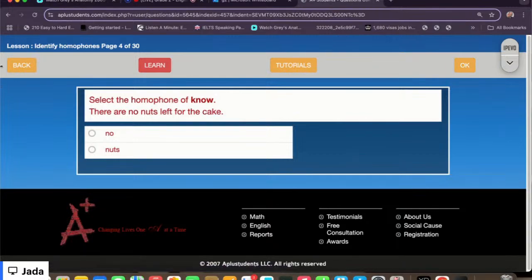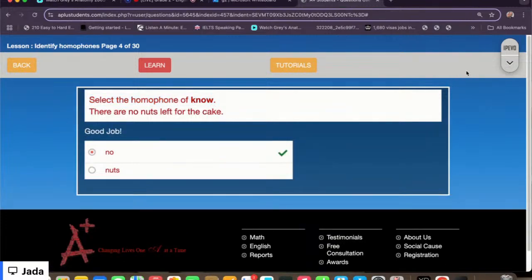Select the homophones of no. There are no nuts left for the cake. So it has to be what? Is it nuts or no? What's the right homophone here? So we have one. Okay, so no. Okay, this one.